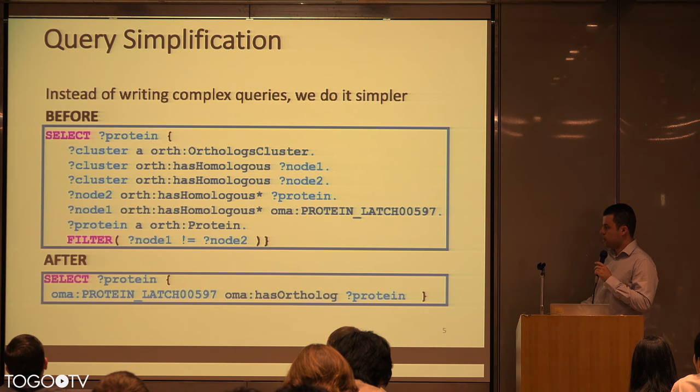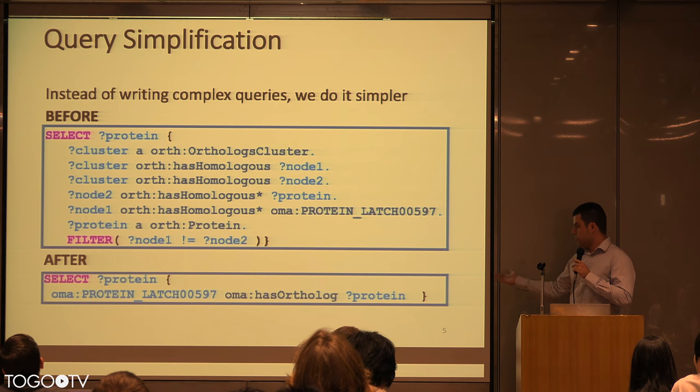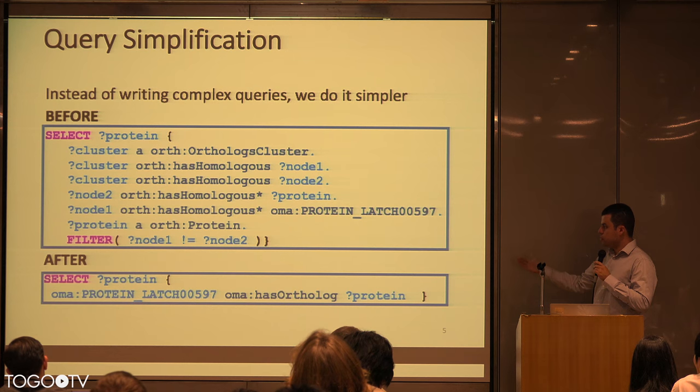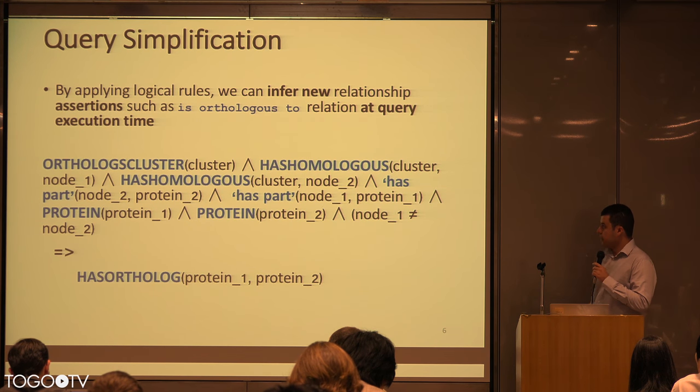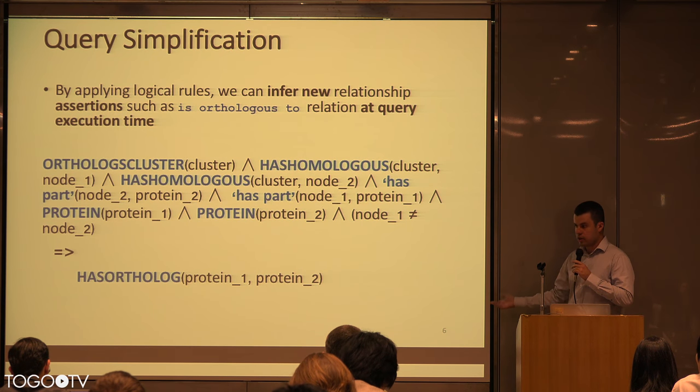Then instead of doing that, we can use a simple relationship, is orthologous to, that in this case has orthologous that I named, but it could be is orthologous to, that should be inferred during query execution time. By applying this logical rule, to summarize, it's like the graph pattern that you can see in the previous query, but represented as a Horn-like rule.